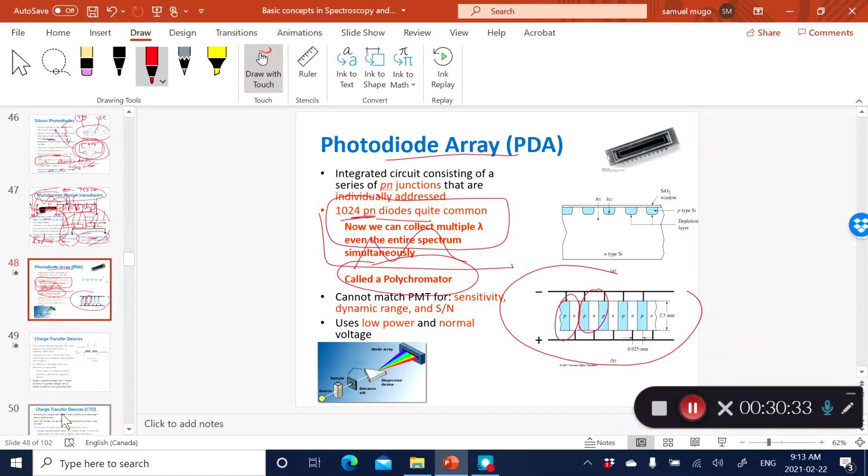And sometimes you refer to it as a polychromator, because you're acquiring a full spectrum simultaneously, so just take note of that. And so one huge advantage with the photodiode is that you use very, very low power, and of course you're acquiring the full spectrum at the same time. As I've said before, photodiodes cannot compare to a PMT, which is a lot more sensitive.